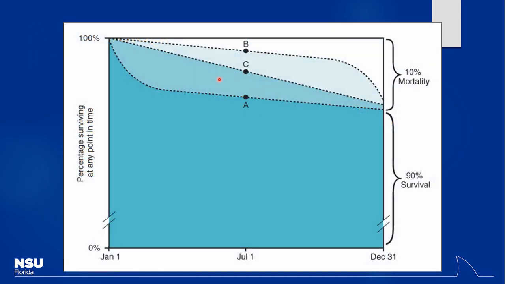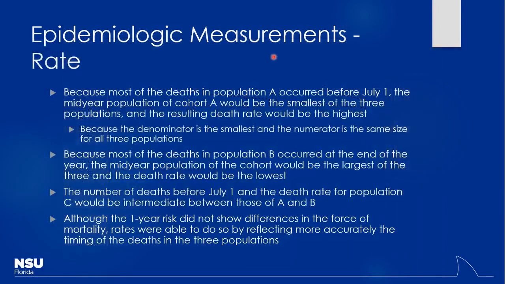Again, knowing that Group A had the lowest midpoint population, Group B had the highest, and seeing how that actually affects the true risk there. Because most of the deaths for Group A happened at the very beginning, before July 1st, their mid-period population was the lowest, and that's just going to be shrinking their denominator, thus the rate is going to be higher for them. They're going to have the highest rate, right? So maybe it's 10 over 92. Now again, 10 over 92 is still pretty close to 10 over 90, right? So in some cases, the rate and the risk can actually look somewhat similar to one another, but they will be different, especially depending on the size of the population that you're dealing with.